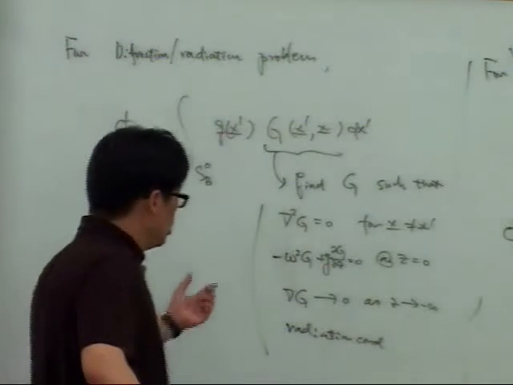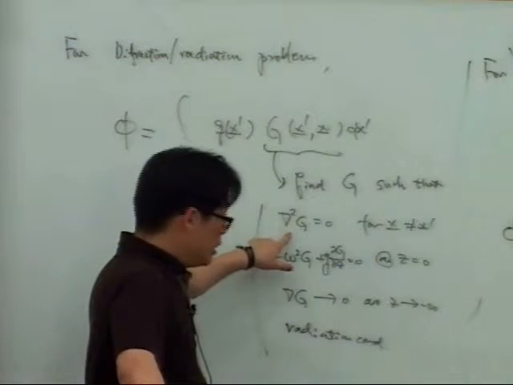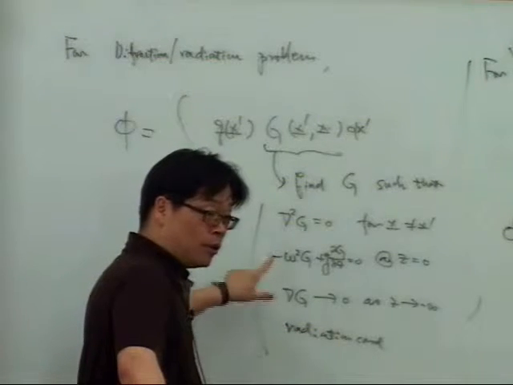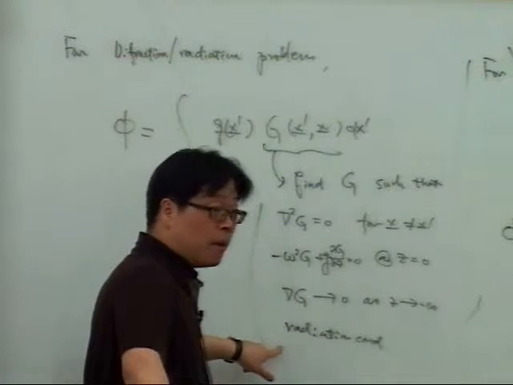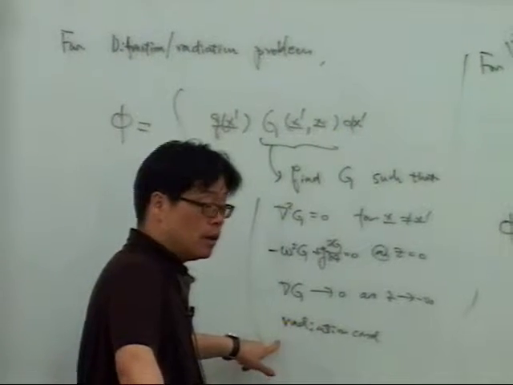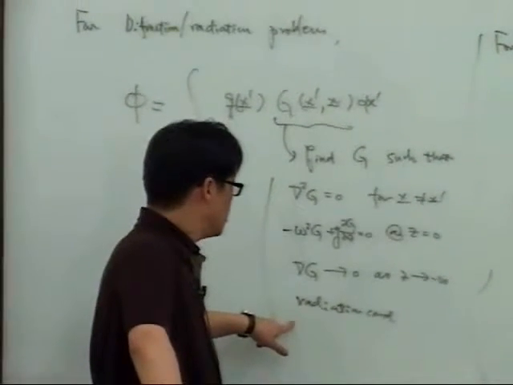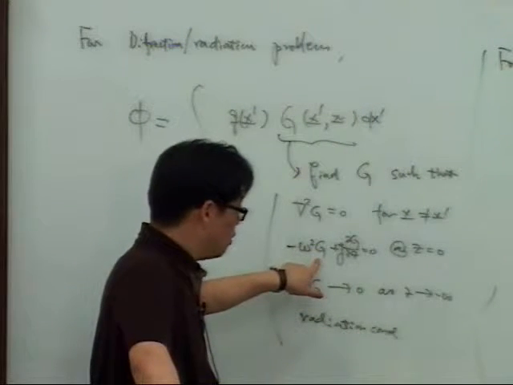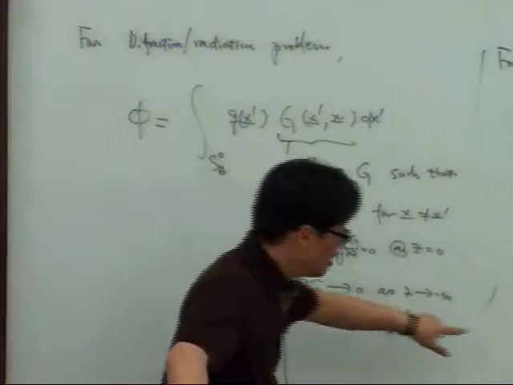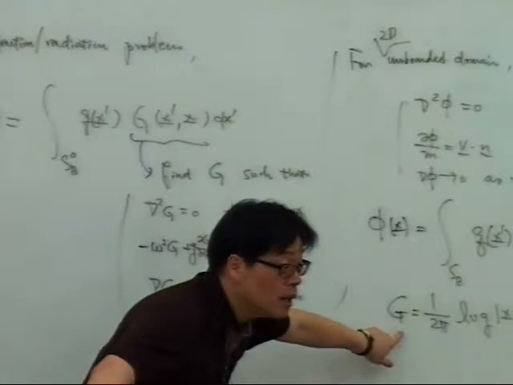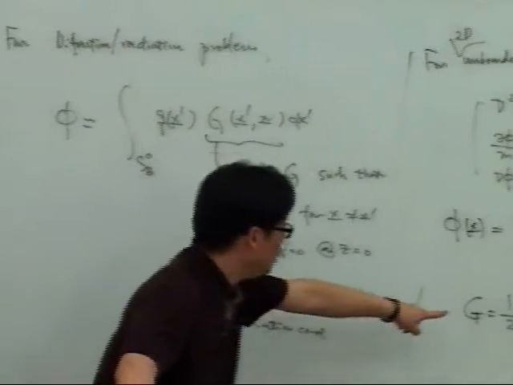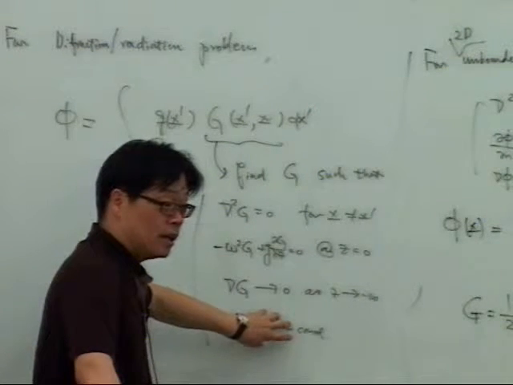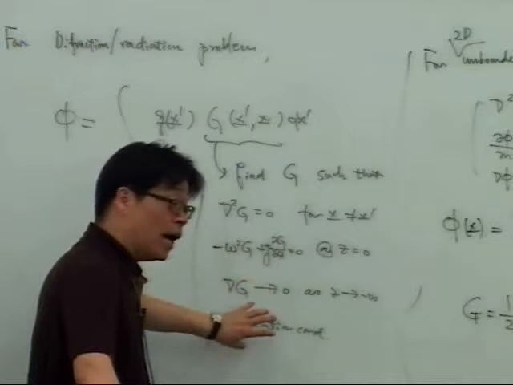So as you can see, G satisfies Laplace equation and all boundary conditions except the body boundary condition. Okay? So you can imagine this G will be more complicated than this. Here I didn't have this. Okay, I didn't have that. Now I have this and that.